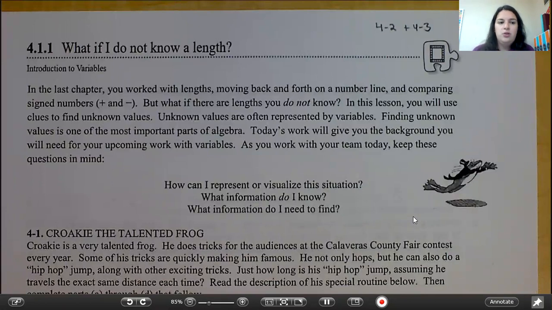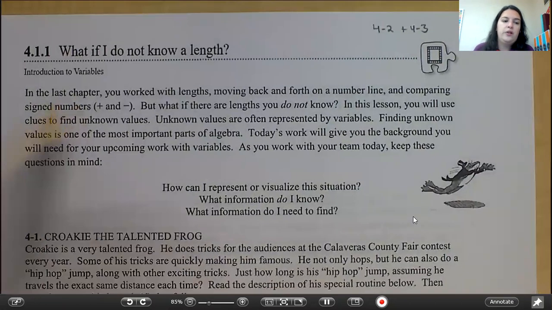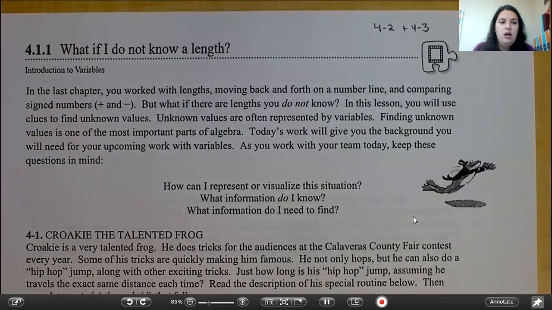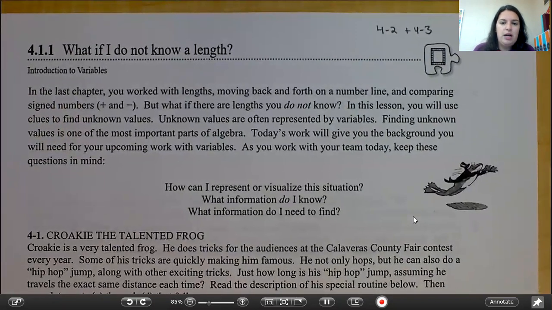Okay, hi everyone. I'm here with your 4.1 lesson, What if I do not know a length? In the last chapter, Introduction to Variables. Follow along as I read the introduction. In the last chapter, you worked with lengths, moving back and forth on a number line and comparing signed numbers, positive and negative. But what if there are lengths that you do not know? In this lesson, you will use clues to find unknown values. Unknown values are often represented by variables. Finding unknown values is one of the most important parts of algebra. Today's work will give you the background you will need for your upcoming work with variables.